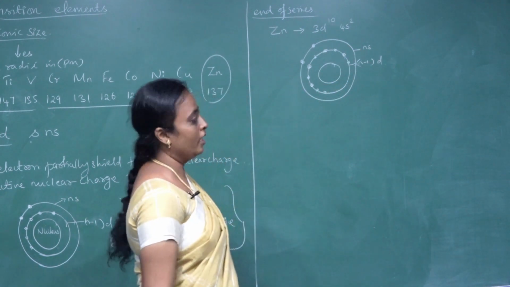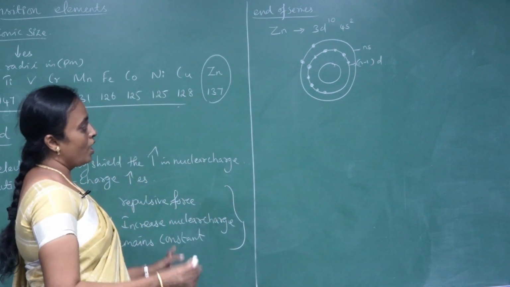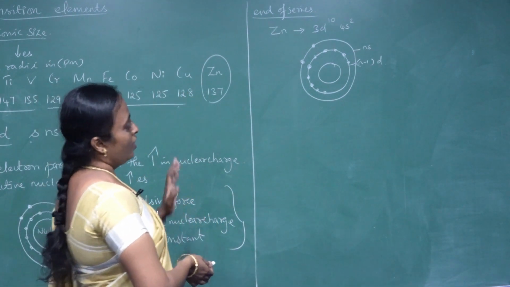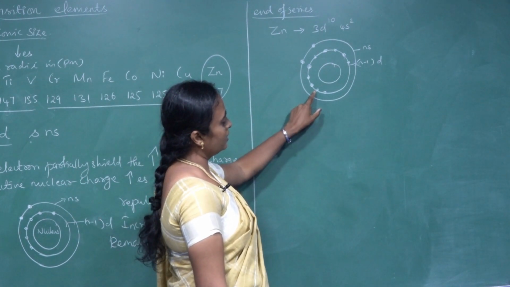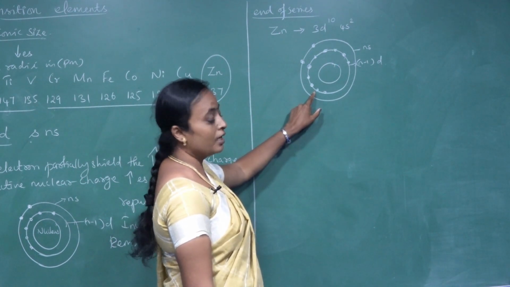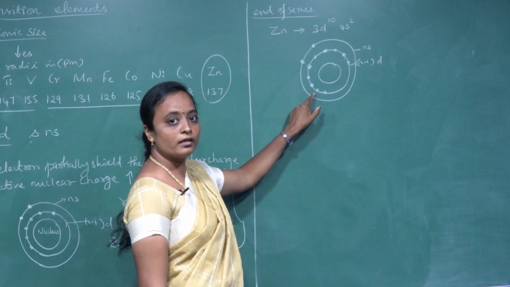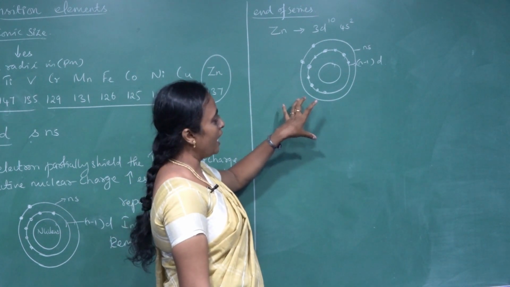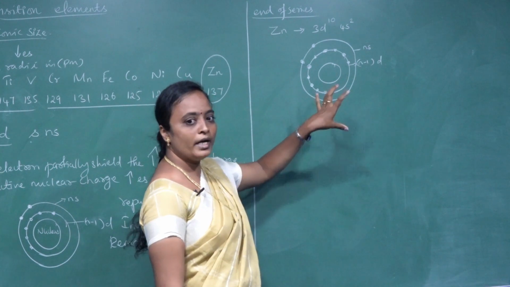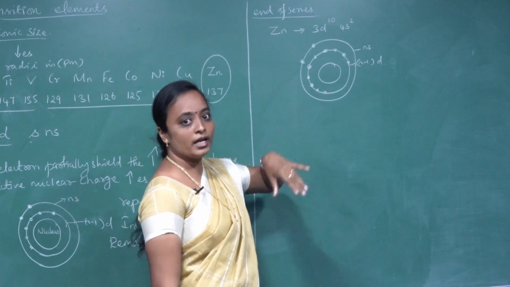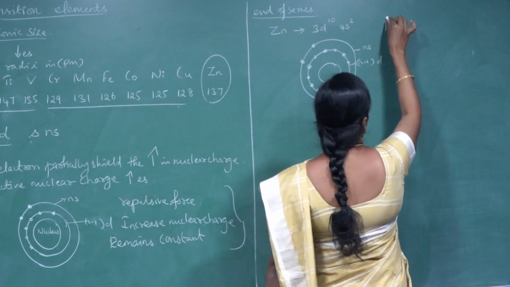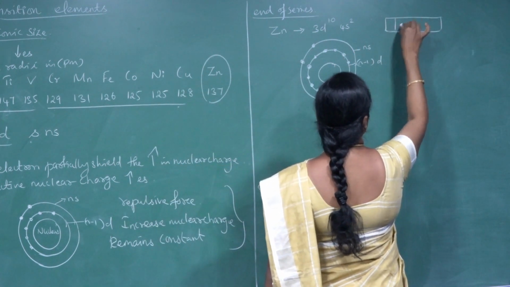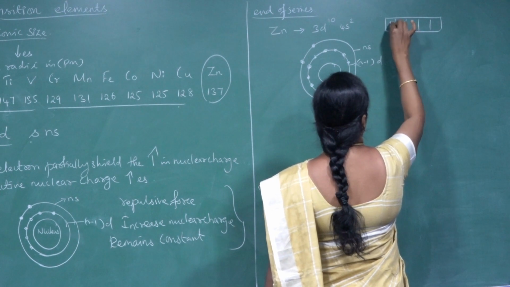Now we have to discuss what happened to the atomic radii. Here at the end of the series, the inner n-1d orbital contains how many electrons? 10 electrons. So here also there must be repulsive interaction between electrons. Here we have added 10 electrons. The 10 means I can represent it like this, as pairing.